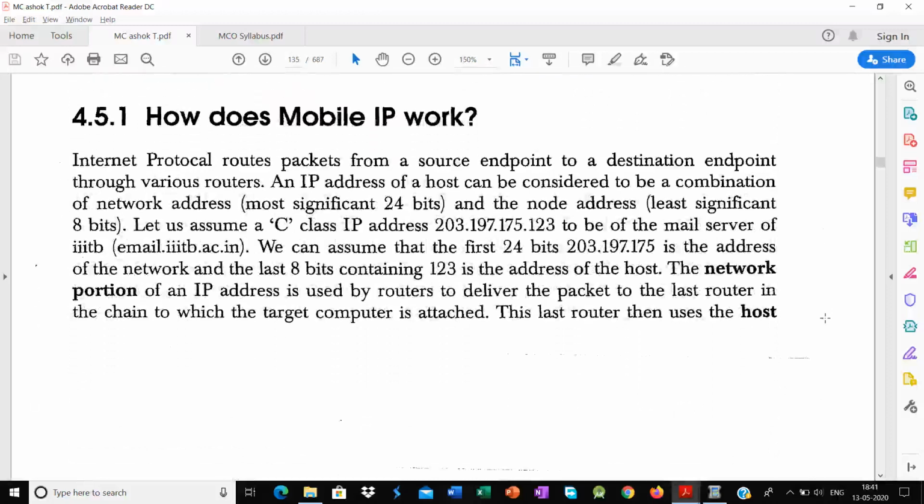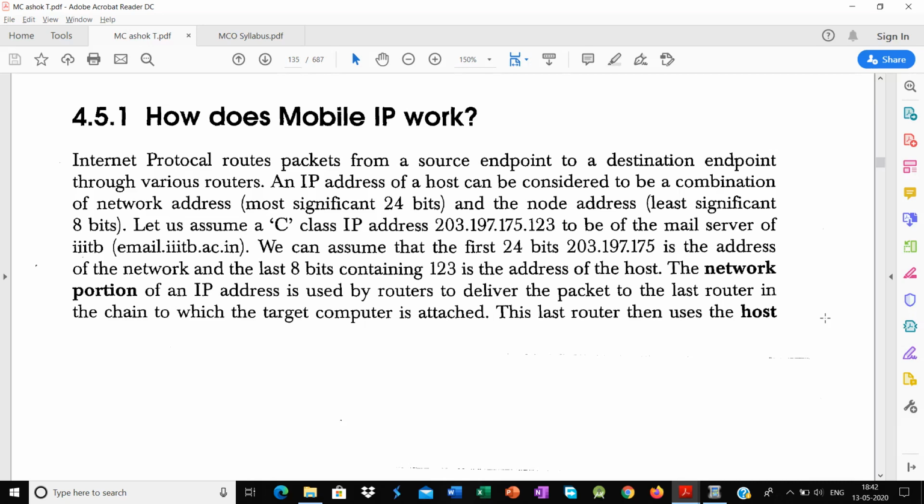Internet protocol IP is responsible for routing a packet from the source endpoint to the destination endpoint, to make a communication between the source machine and the destination machine. The IP protocol is responsible for packet transmission via routers. A number of intermediate devices are there, called routers and repeaters, obviously. So the IP address of a host can be considered to be a combination of a network address, normally a 24-bit address, and a node address that is 8-bit. So the whole IP is made up of 32-bit IP addresses.